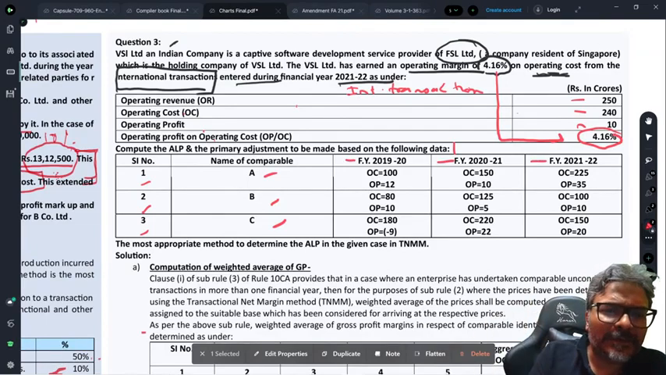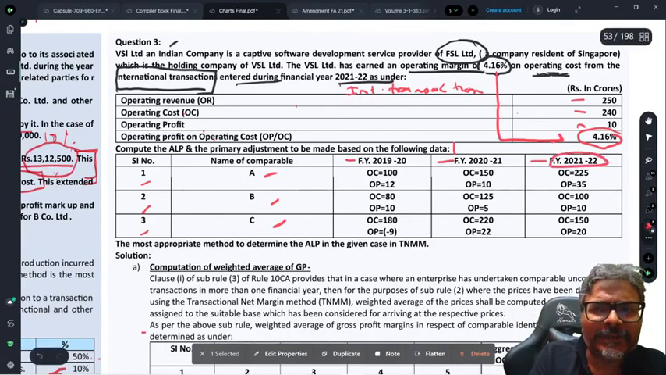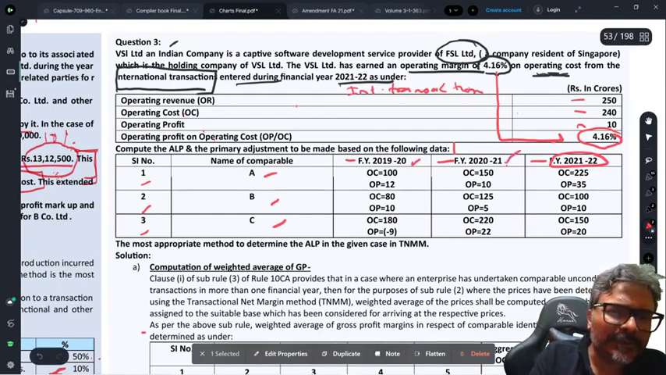Current year is financial year 21-22. And what did I tell you? Weighted average would be for the other 2 years also; they will give it to you. So the other 2 years are also given to us: financial year 19-20 and 20-21.